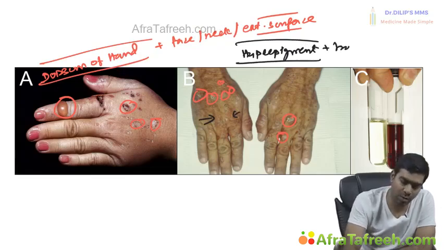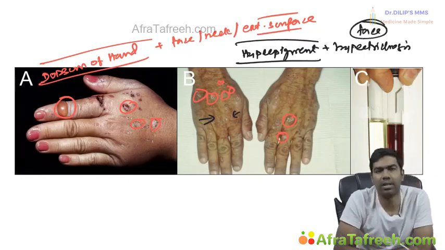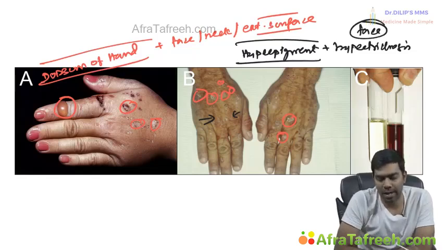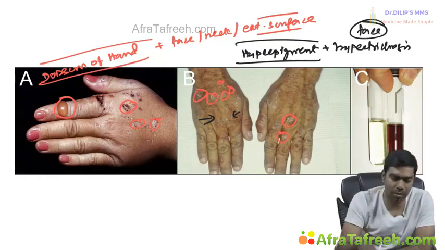Plus they can even get hypertrichosis, and this is common on the face. Hypertrichosis is common in the affected areas of the face, and patients may look very hairy on the face, and all these things are possible.